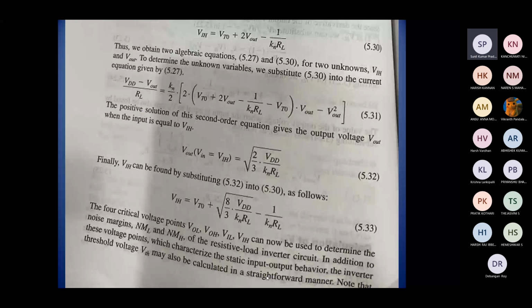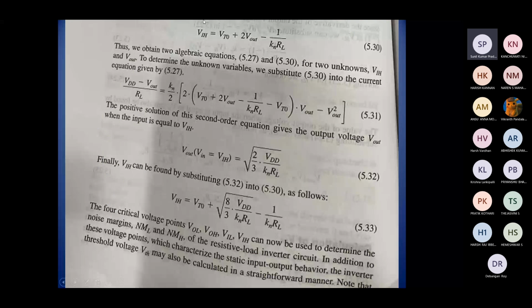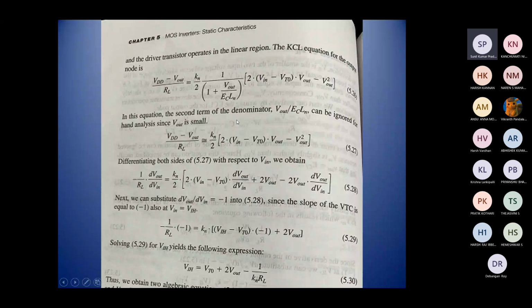Again, if you rearrange this equation, the input high voltage comes to be threshold voltage plus 2 Vout minus 1 by Kn into RL. Now, to determine the unknown variables, we substitute this equation into here. So whatever we get here, we put it here in equation 5.27.